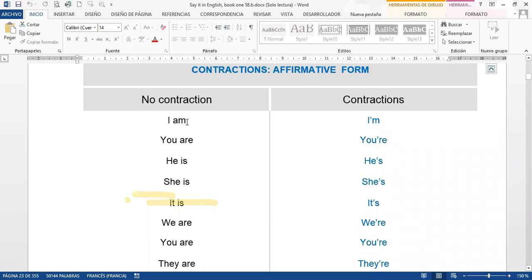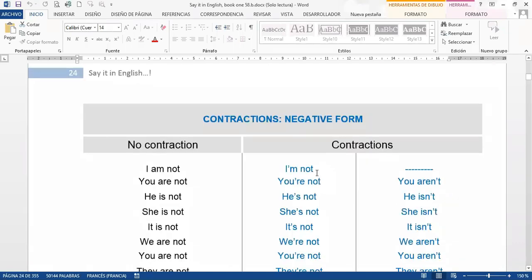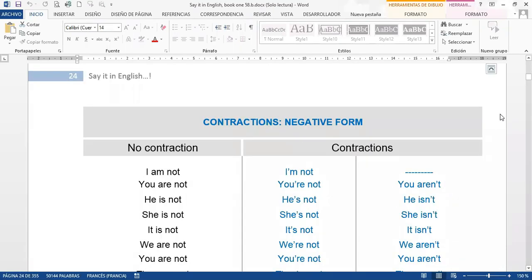Contractions. Let's see the contractions. I am, the contraction is I'm. You are, the contraction is you're. He is, the contraction is he's. She is, the contraction is she's. It is, it's. We are, we're. You are, you're. They are, they're. Okay? So grammar is important. It's a little bit boring, but it is necessary to know how English works.